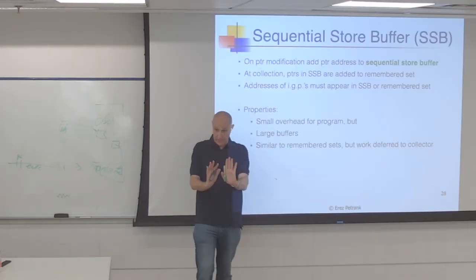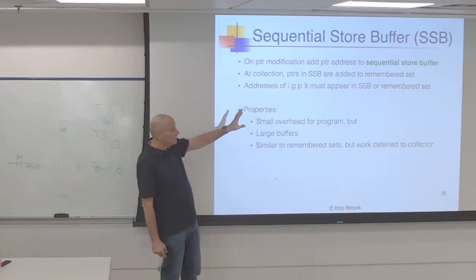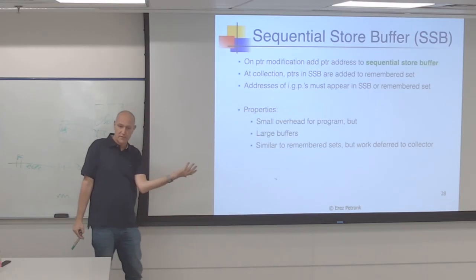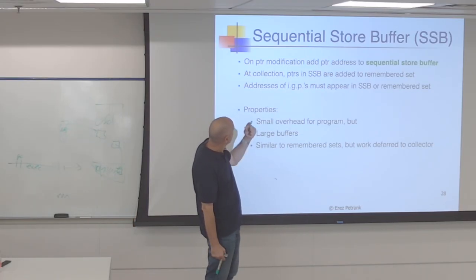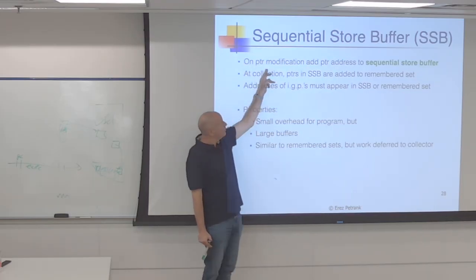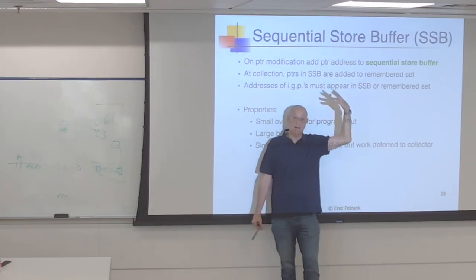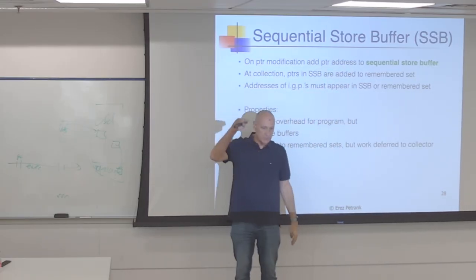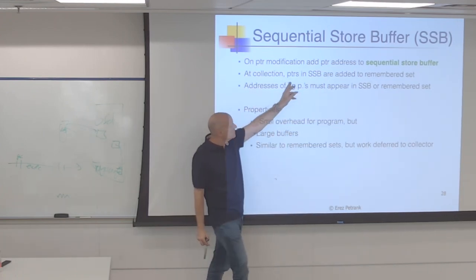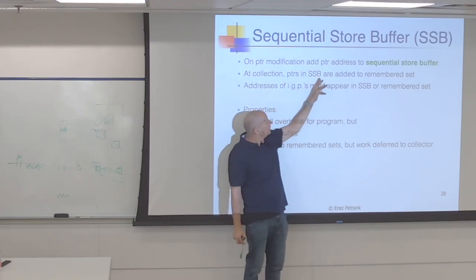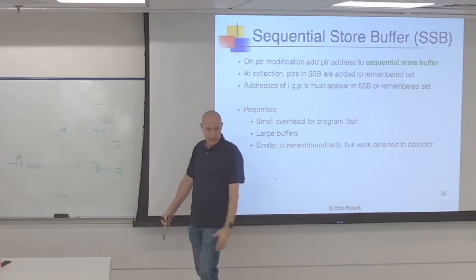So this was the third method. And the fourth method is maybe the simplest. I don't know if it's better, but it's used once in a while. What you do, if you change a pointer, is you just add its address to a buffer. Whenever you change a pointer, you add it to the buffer. And later, during collections, the collector goes through this sequential store buffer and adds the entries, if needed, to the remembered set.